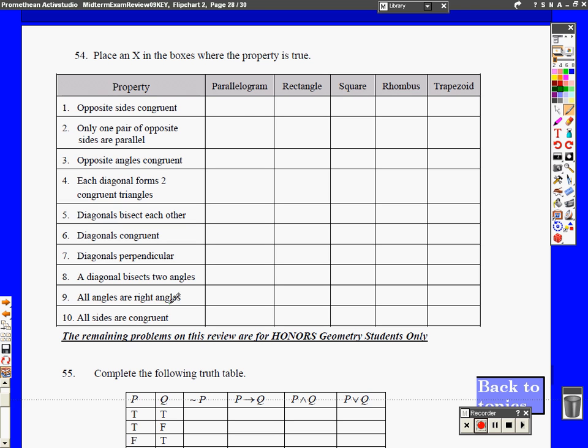Opposite sides are congruent goes for all parallelograms. So if it is a parallelogram, it has this property. A rectangle is a parallelogram, a square is a parallelogram, and a rhombus is a parallelogram. They are all types of parallelograms. They all have that property.